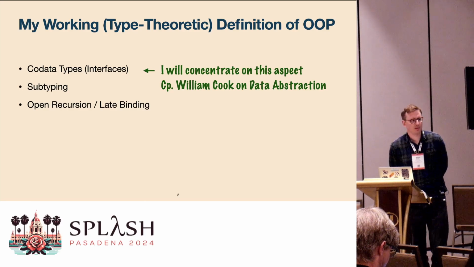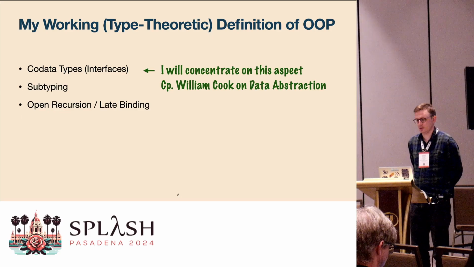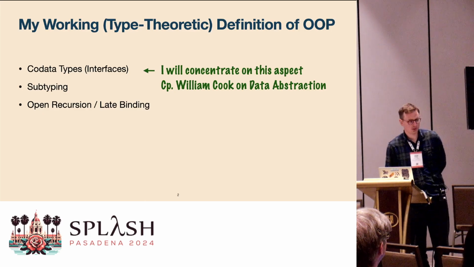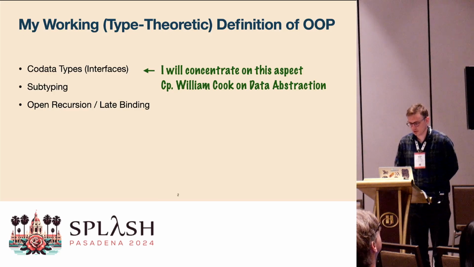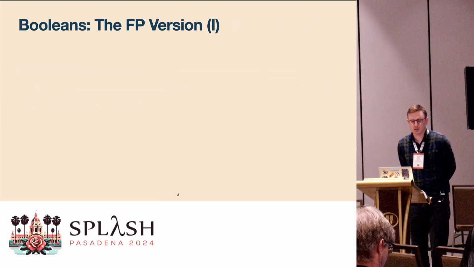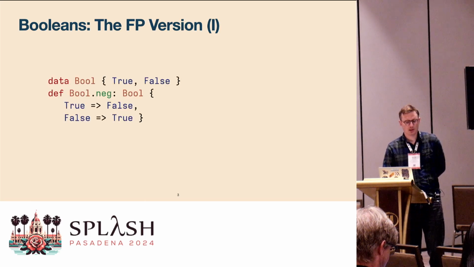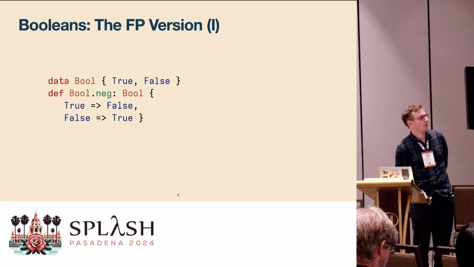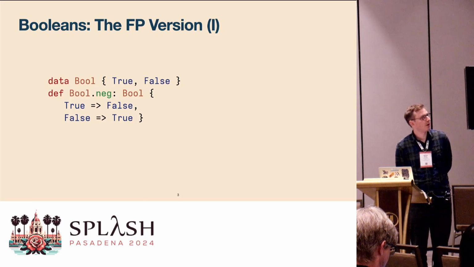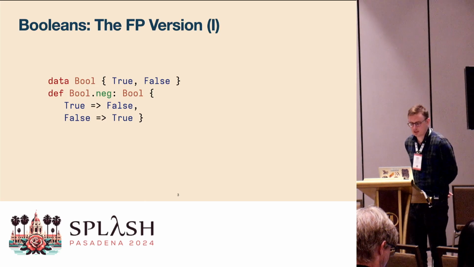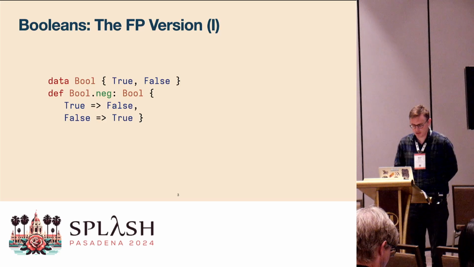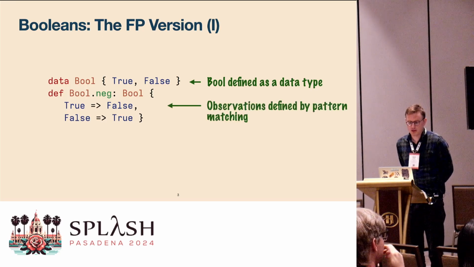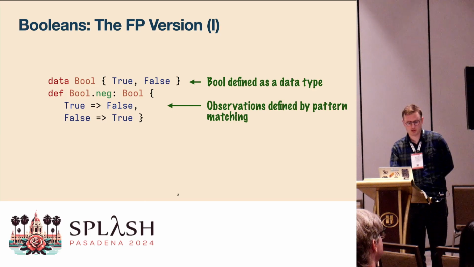In order to show you what I mean with the difference between functional programming and object-oriented programming and how they differ in their extensibility properties, I'm going to start with the simplest possible example, the example of Booleans. So in functional programming, we would define the Booleans as an algebraic data type defined by two constructors, true and false. And we can program with this data type, for example, by implementing the negation function by pattern matching on this. So here we have defined bool as a data type and negation by pattern matching on the possible constructors.